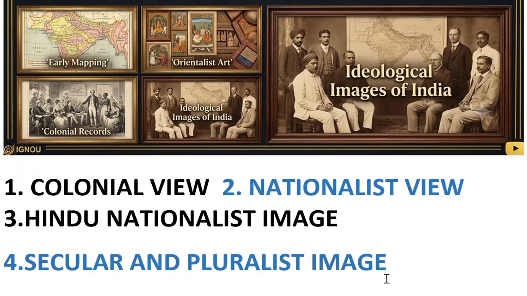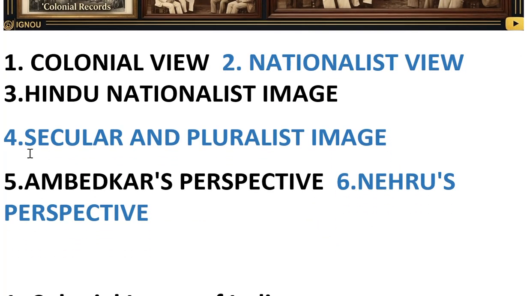And there is yet another view that is known as the Hindu nationalist image, and there is yet another view known as a secular and pluralist image. And the fifth image or perspective was the image by Ambedkar, and the sixth image was Nehru's point of view or Nehru's perspective. So we have to learn about these six different types of points of view or images that different categories or sections of people held of India.